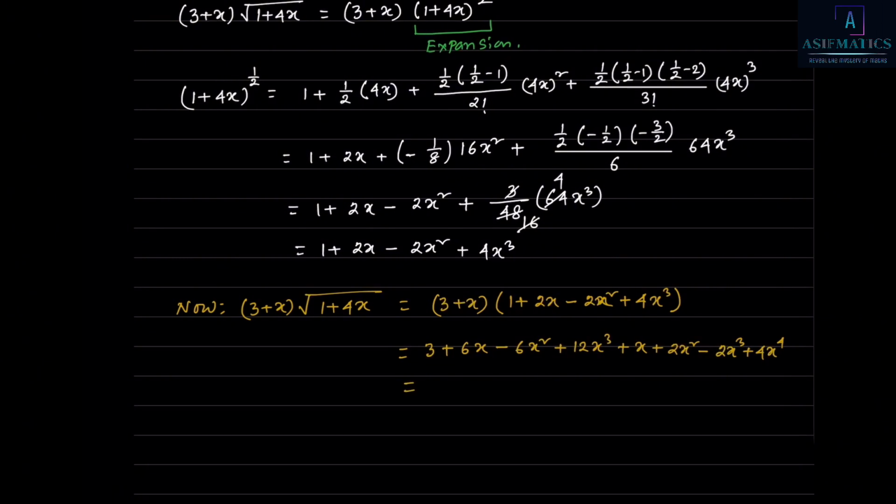If we simplify this one, we can write 3, then we have 6x and x, so we can write plus 7x. Now we have 6x squared and 2x squared, so we can write minus 4x squared. Then we have 12x cube and 2x cube, so this will be our plus 10x cube plus 4x to the power 4.